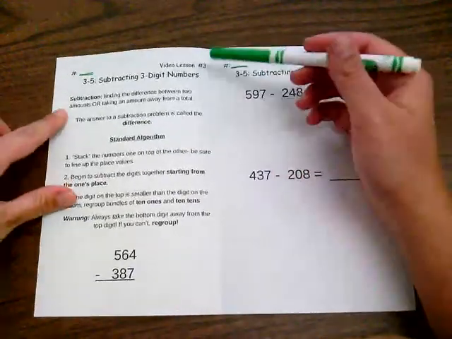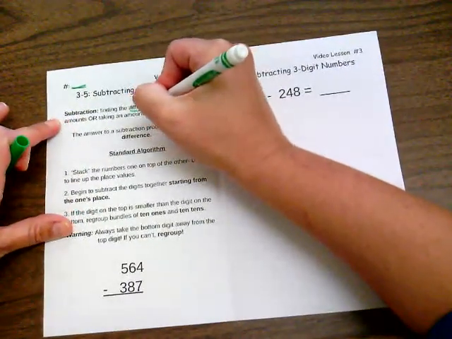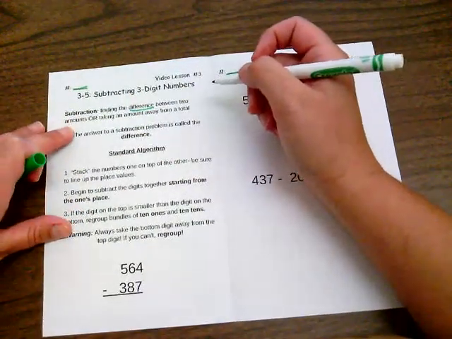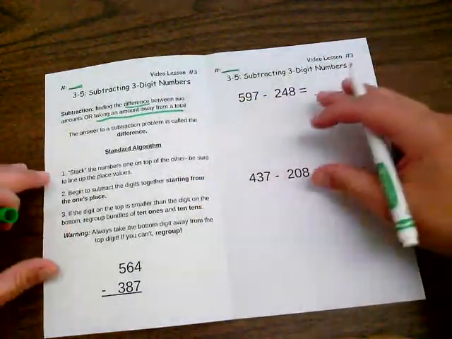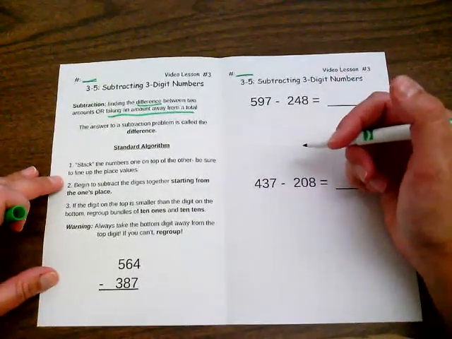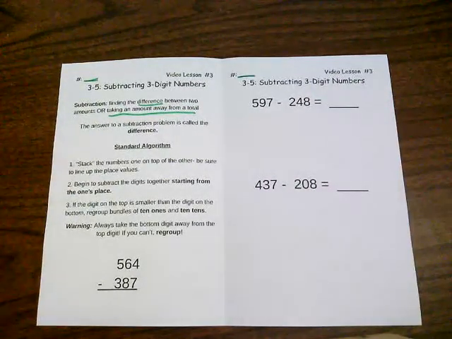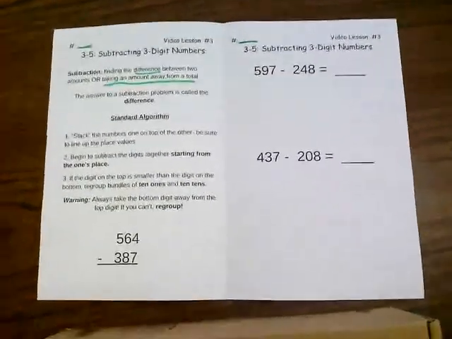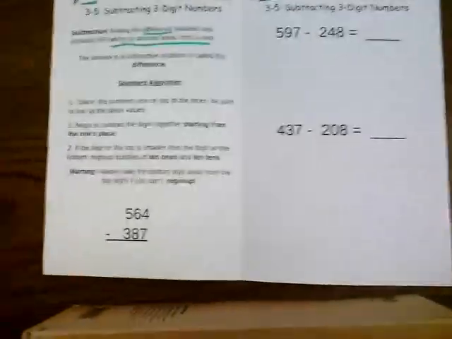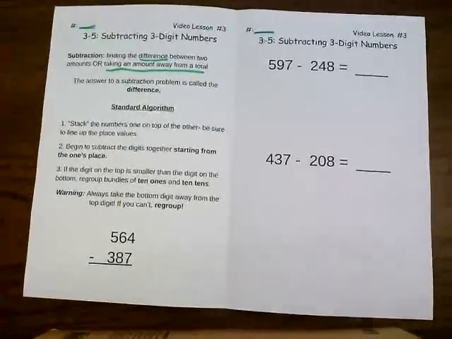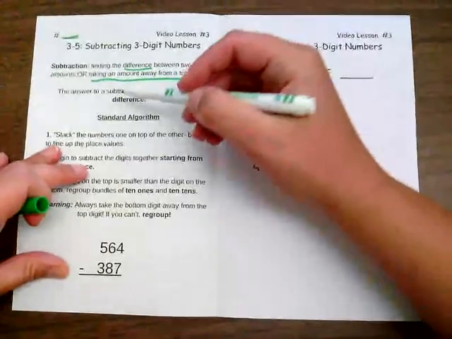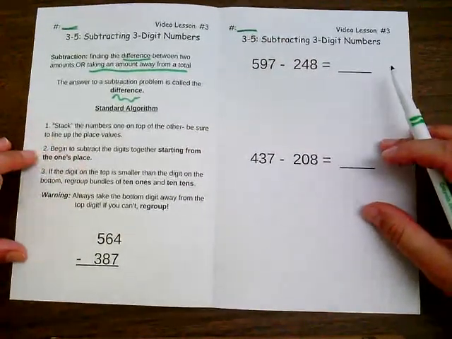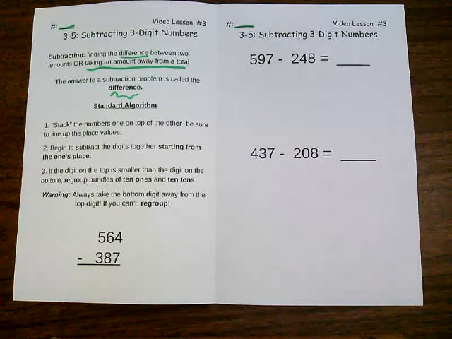So just a reminder, subtraction is finding the difference, go ahead and underline that, between two amounts, and it can also be thinking about taking away an amount from a total. So there's two ways, and it's so important to always be thinking about those two different ways. And then in a subtraction problem, we call the answer the difference. So in addition, we call it the sum. In subtraction, we call it the difference. So if I say find the difference, that means I want you to subtract.